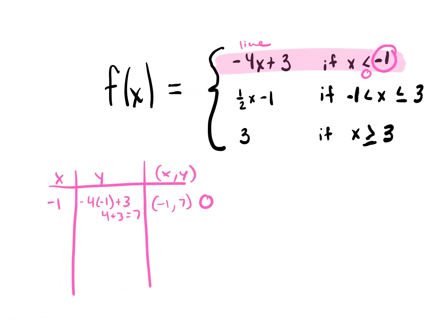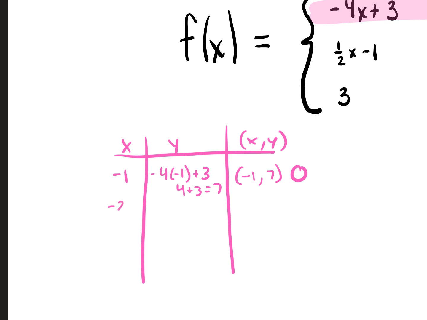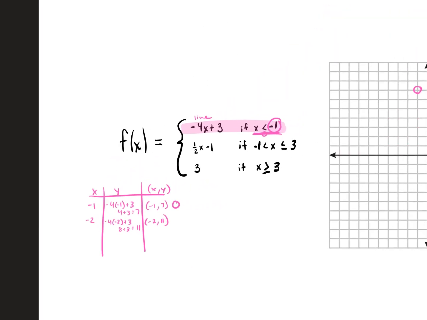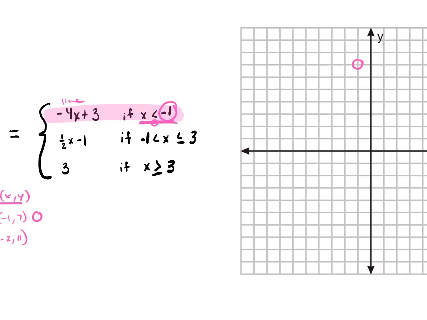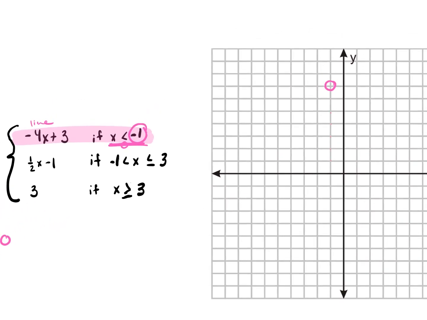Next, we wanted to plug in a number that is less than negative 1. So what's a number less than negative 1? Negative 2. So we have negative 4 times negative 2 plus 3 would be 8 plus 3, which is 11. So my next point's negative 2, comma 11. Now this second point just tells us the direction, so it's not also an open circle. It's just a normal point. So I go to the left to negative 2 and up 11. It's a little bit off of our graph, but it'd be right there.